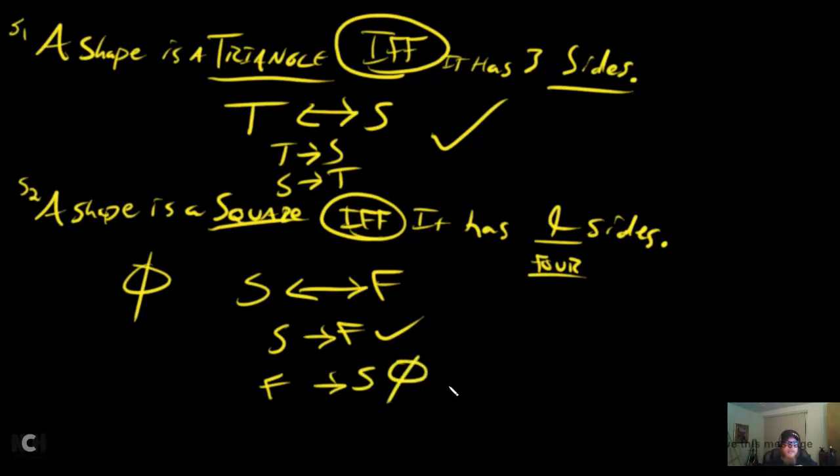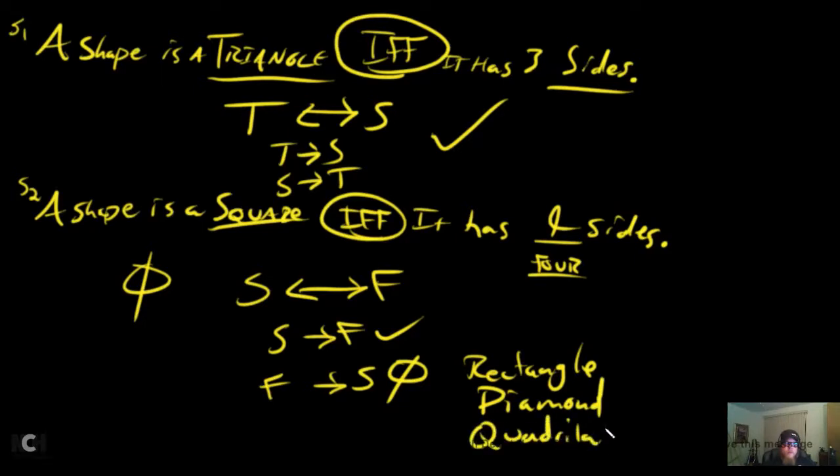No, that does not check out because you could have a rectangle, you could have a diamond, you could have a quadrilateral of some kind. So this does not work this way. So this is not an if and only if statement, like in reality. It doesn't work. So if and only if works if it means the same thing both ways.